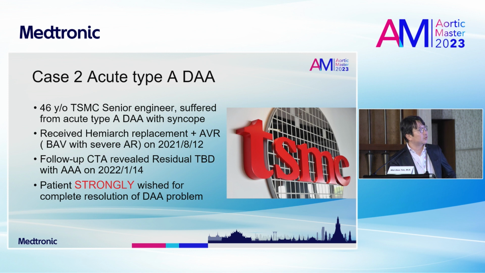This is a 46 year old TSMC senior engineer who suffered from acute type B dissection. He was sent to my hospital, and I performed a hemiarch replacement with AVR because the patient has a bicuspid aortic valve with severe AR. With follow-up CTA, we showed that there is still residual type B as usual with an AAA, not big enough, but still an AAA. After this operation, during the 3 months post-op CTA follow-up.